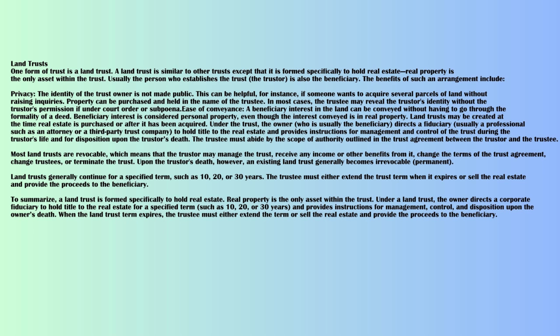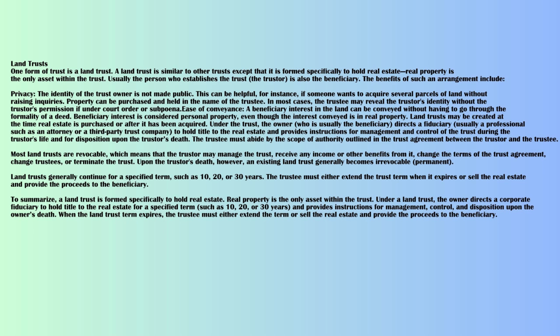Most land trusts are revocable, which means that the trustor may manage the trust, receive any income or other benefits from it, change the terms of the trust agreement, change trustees, or terminate the trust. Upon the trustor's death, however, an existing land trust generally becomes irrevocable, permanent. Land trusts generally continue for a specified term, such as 10, 20, or 30 years. The trustee must either extend the trust term when it expires or sell the real estate and provide the proceeds to the beneficiary.